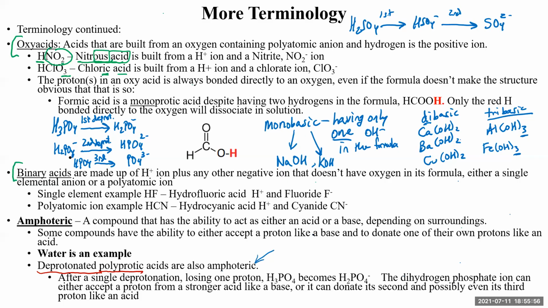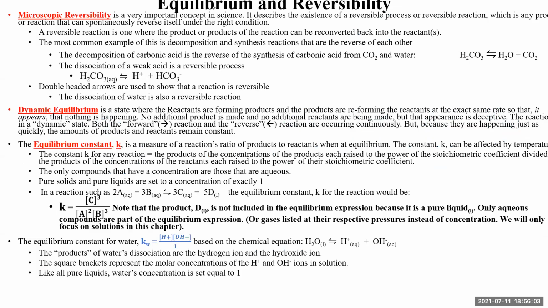Okay, now let's talk about equilibrium and reversibility. We've talked about this before, actually. Some processes and some chemical reactions and some dissociations are reversible. And to display that, we use these double-headed equilibrium arrows. They basically point in the so-called forward direction, left to right, and the reverse direction, right to left. Microscopic reversibility. Microscopic really doesn't say much here. Reversibility is the point.